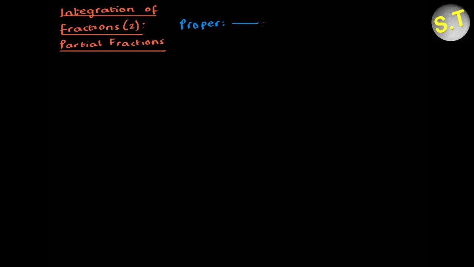So for example, if we have x to the nth power in the denominator, then in our numerator we must have a degree of less than n.